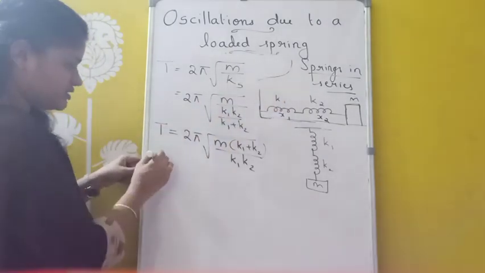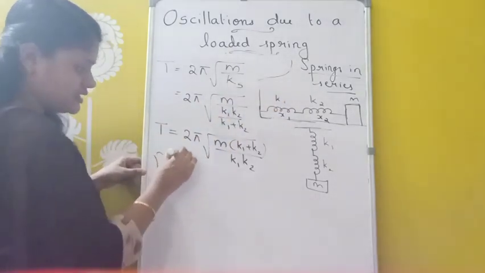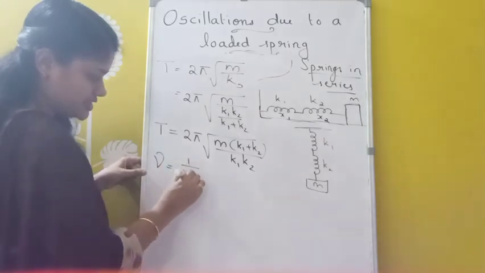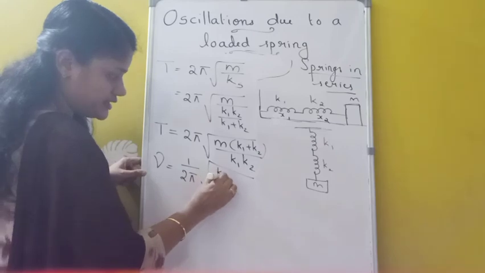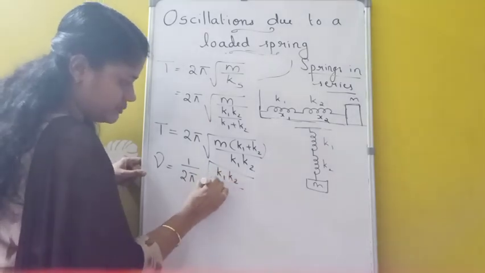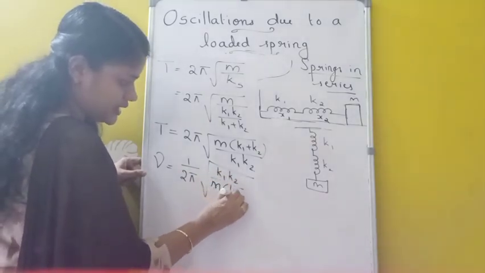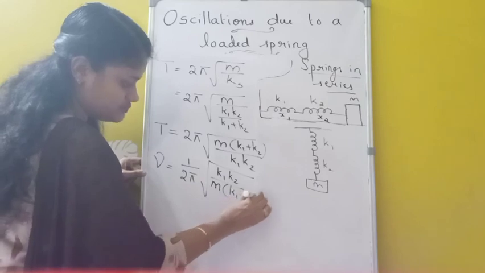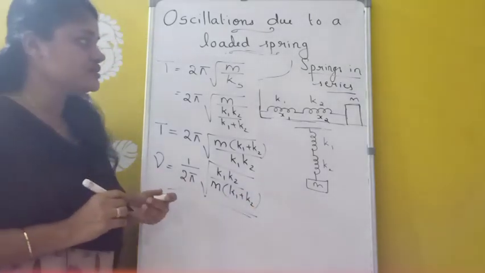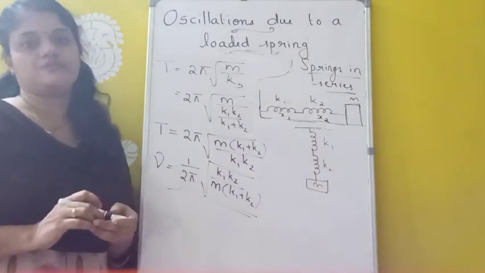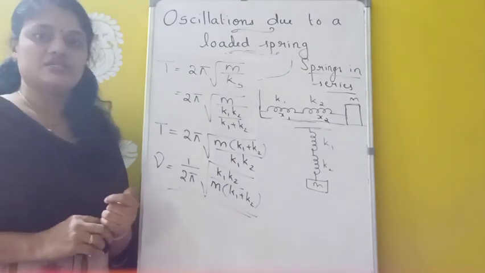Similarly, how will you find the frequency of oscillation, nu? Take the reciprocal of this: 1 by 2 pi into root of K1 K2 divided by m into (K1 plus K2). So this is the frequency of oscillation in case of series combination of springs. Okay, the remaining portion in the next video.